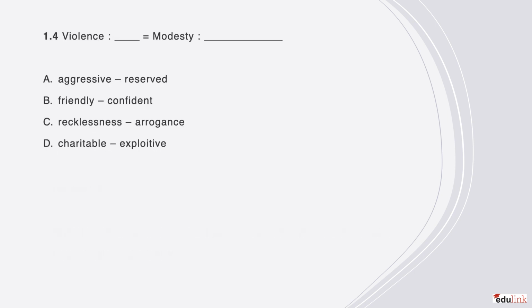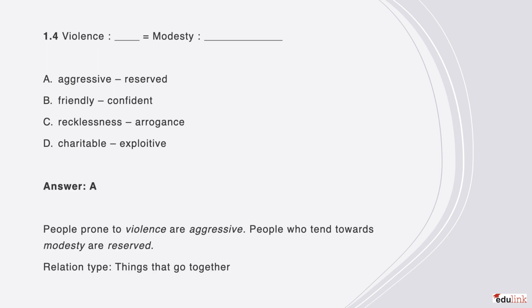Question 1.4. Violence is to blank, like modesty is to blank. Consider the following options. The correct answer is A. People prone to violence are aggressive, and people who tend towards modesty are reserved. Therefore, we have a relation type of things that go together. Violence with aggressiveness, and modesty with being reserved.